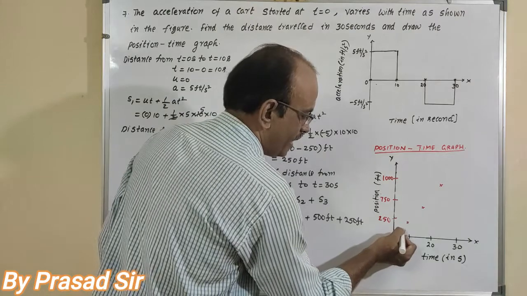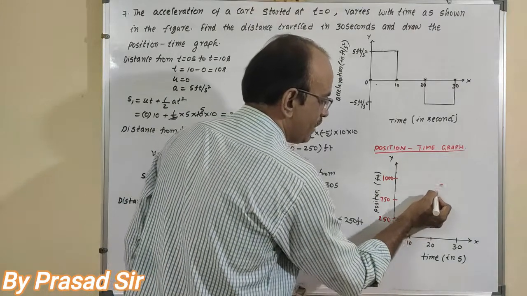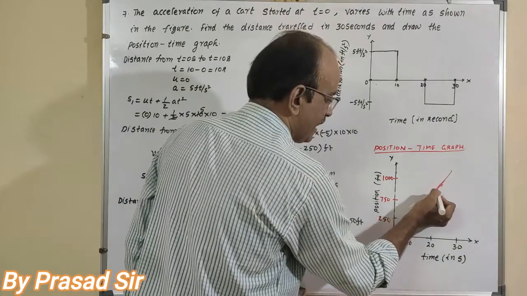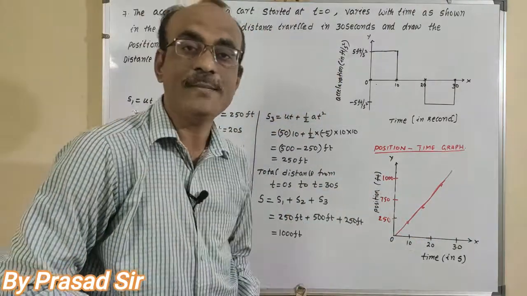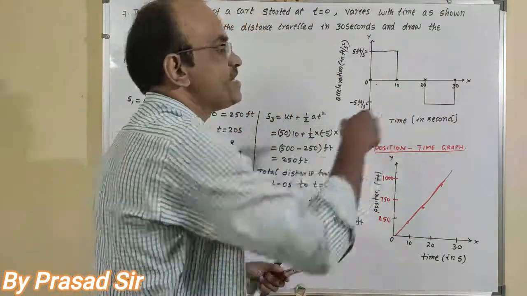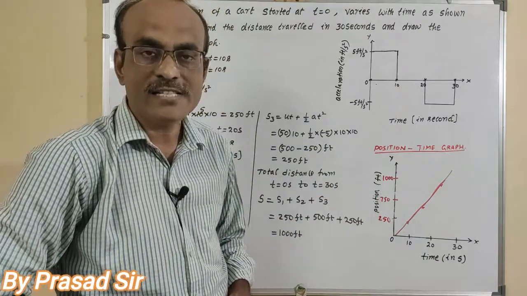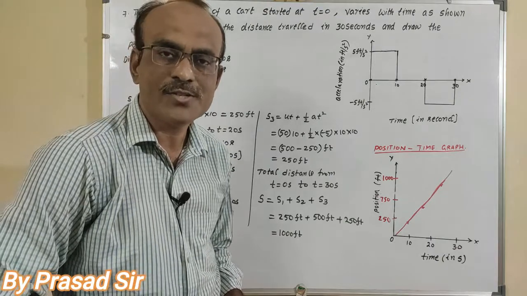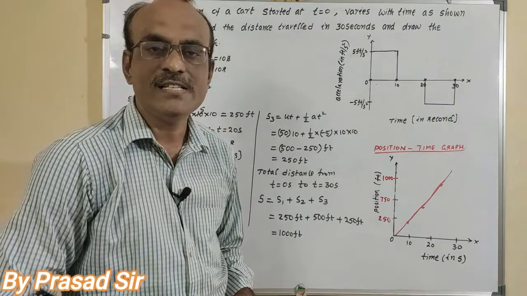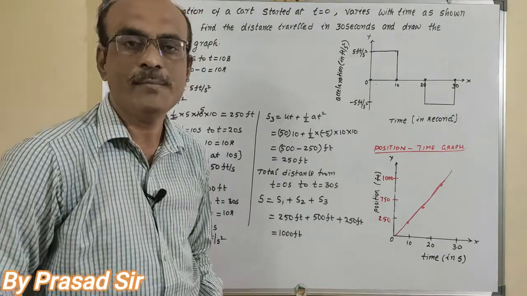If you draw the position-time graph, it is represented like a line through these points. So this is the position-time graph for this acceleration-time graph, and the distance traveled by the body from t equal to 0 seconds to 30 seconds. This is the solution for question number 7.